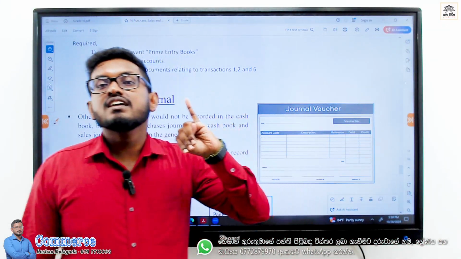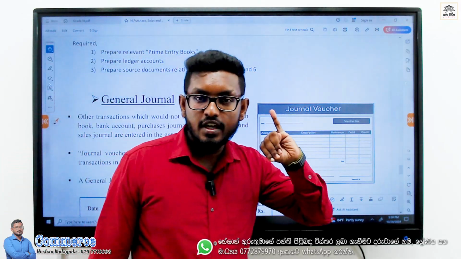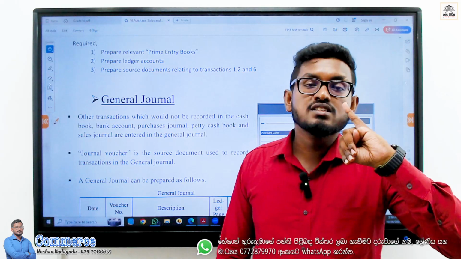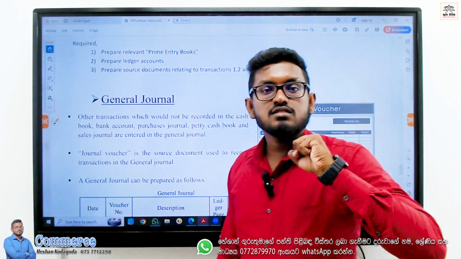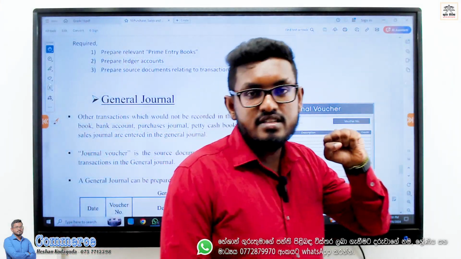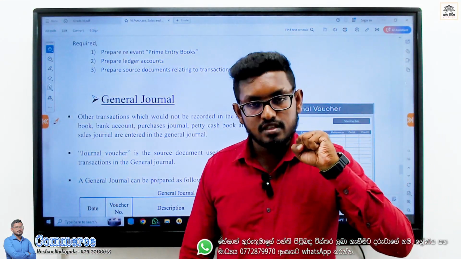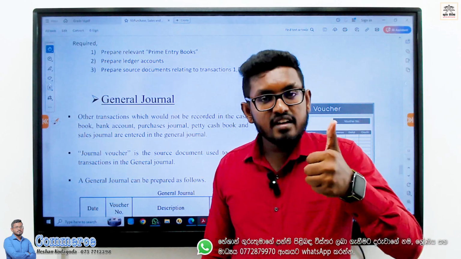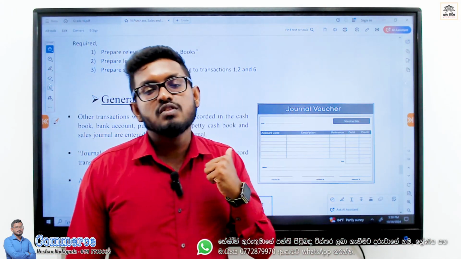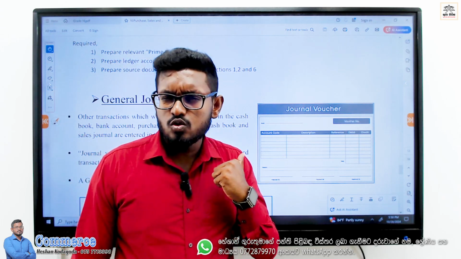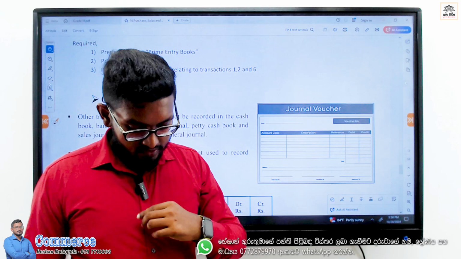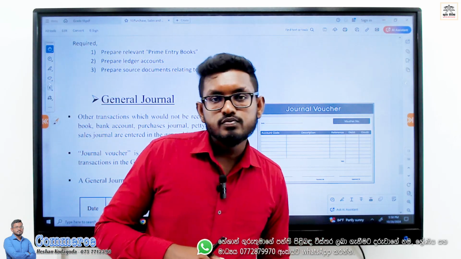Next one, purchase journal. What are the transactions we record? Purchasing of trade goods on credit basis. Source document, purchase invoice. Sales journal. What is the transaction? Sales of trade goods on credit basis. What is the source document? Sales invoice. Understand? General journal: all the other transactions which cannot be recorded in the above five, we record here. What is the source document? Journal voucher. Understand?